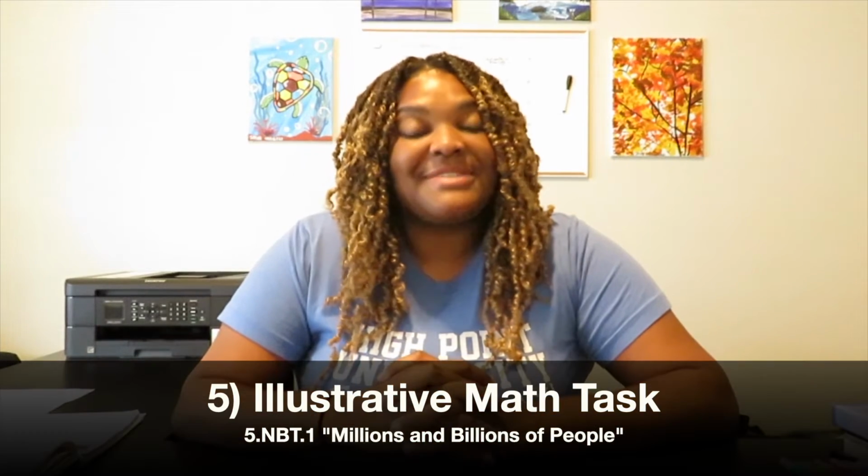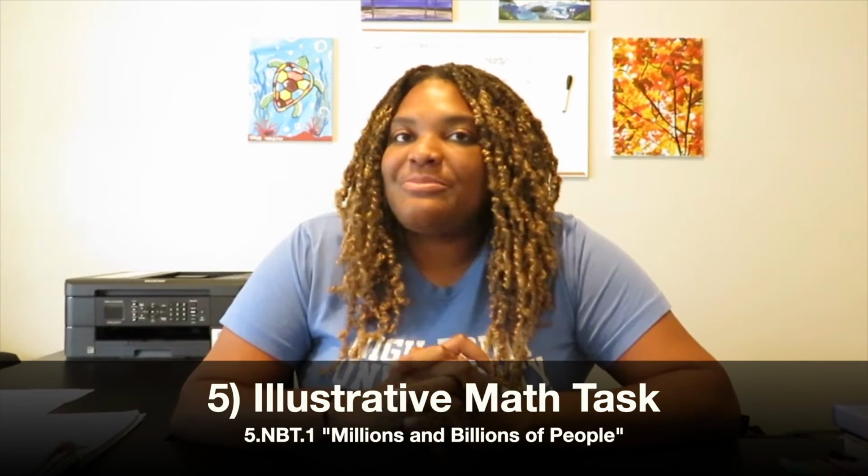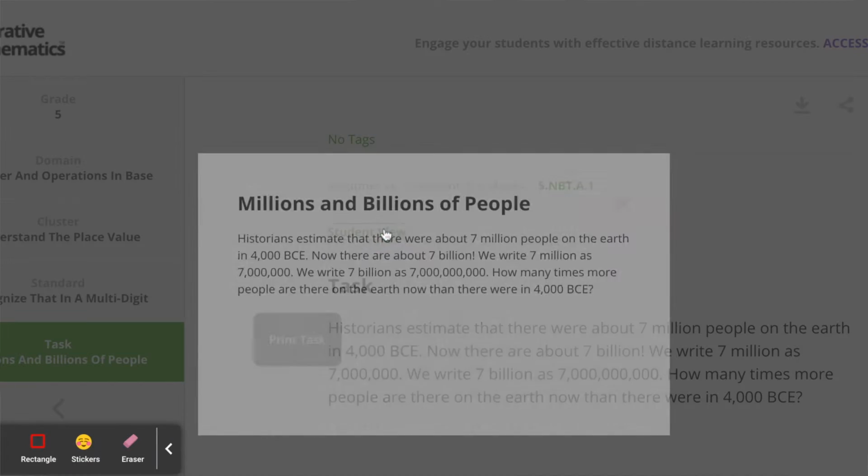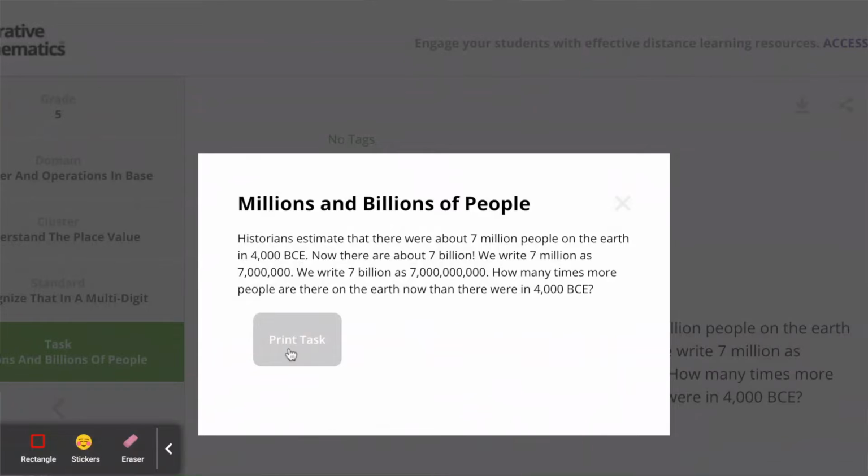The fifth activity is an illustrative math task. And I have them work in groups, and they are going to use the notes that they just did, because I always do this activity after they've gone over the place value notes. I have them use their notes to figure out this task. When you click on the illustrative math link below, make sure that you click on student view. That way when you print it out and give it to each group, they can have that whole paper to try to figure out the task. And you're going to have them work in groups to figure this out.